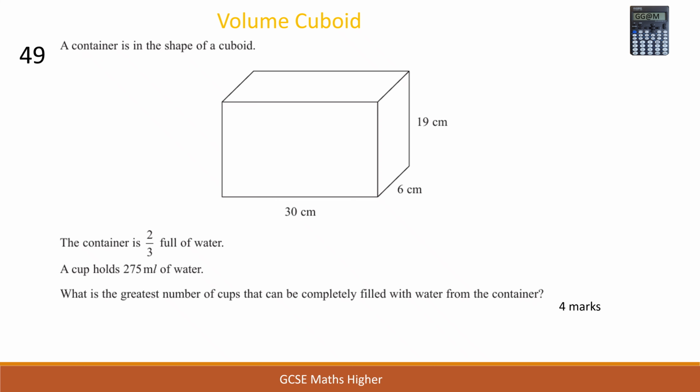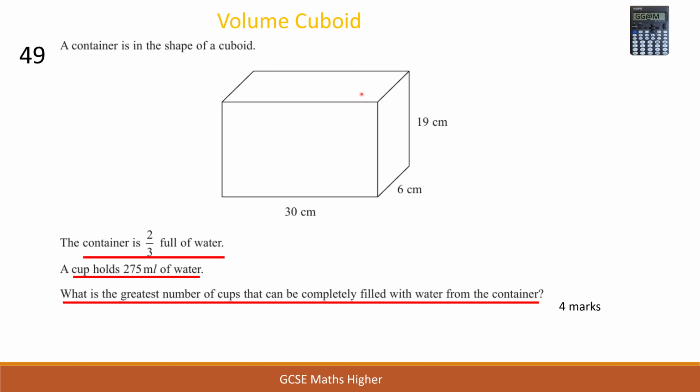Fantastic. So volume question, you should know the formula for the volume of a cuboid is the length times the width times the height. So we've got key bits of information, but the container is 2/3 full of water. You're told that a cup holds 275 millilitres of water, and you're working out the greatest number of cups that could be completely filled with water from the container.